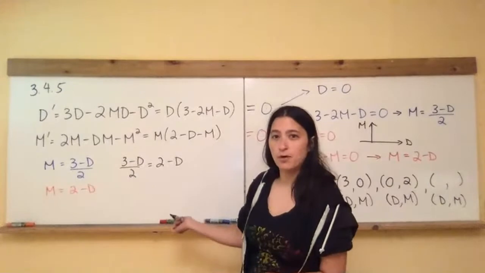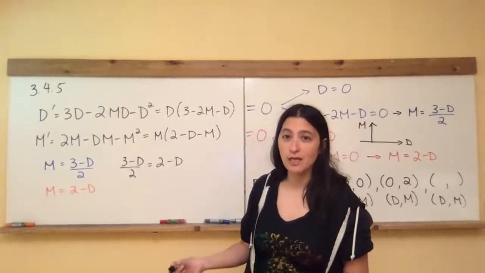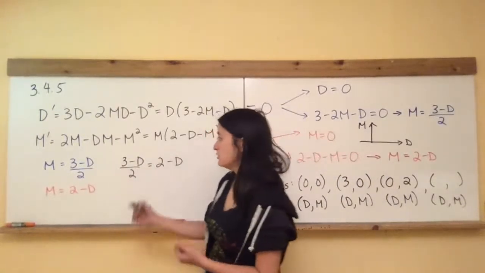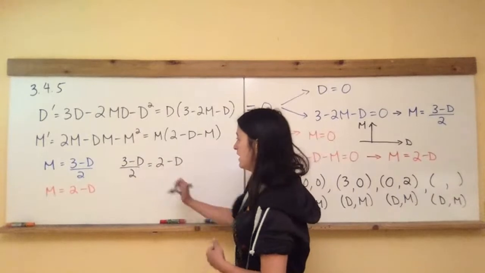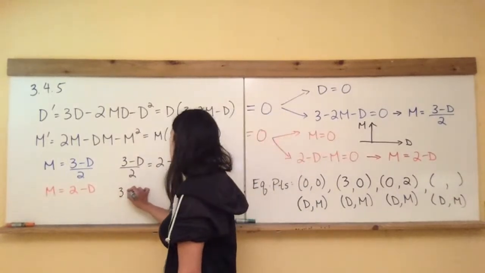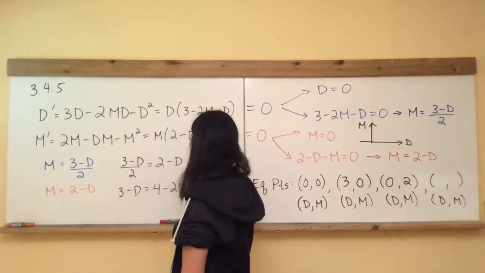See, so I just set both their right-hand sides equal to each other. Again, the reason that I can do that is because I put them both in the form where m is equal to them, right? So I'm saying m equal to m. Okay, so I'm just going to multiply both sides of this equation by 2. So I get 4 minus 2d here.